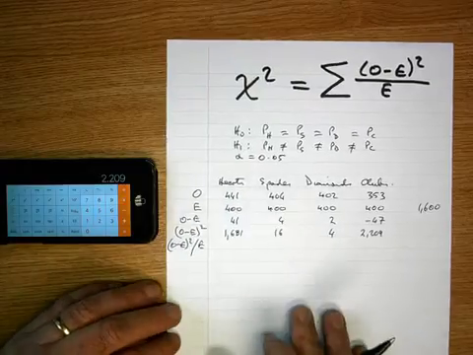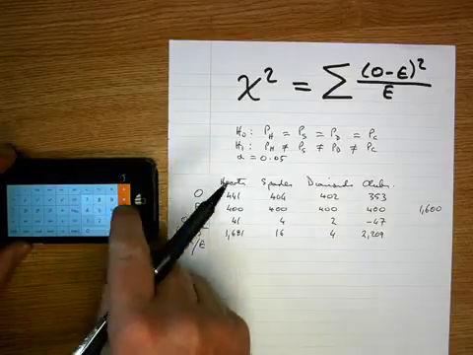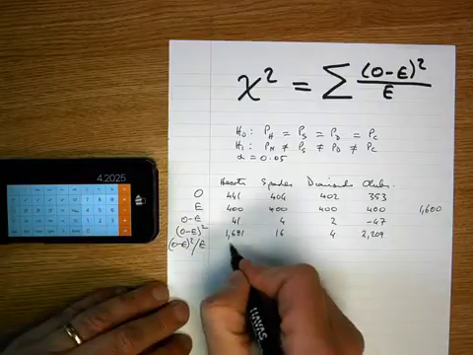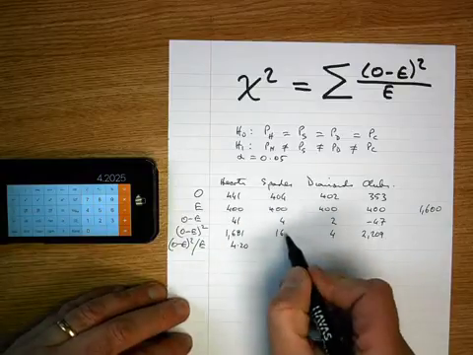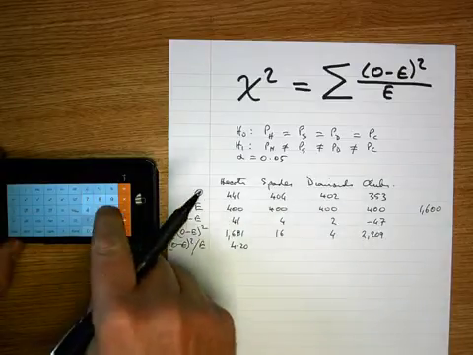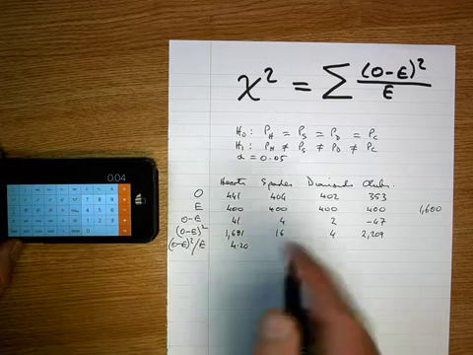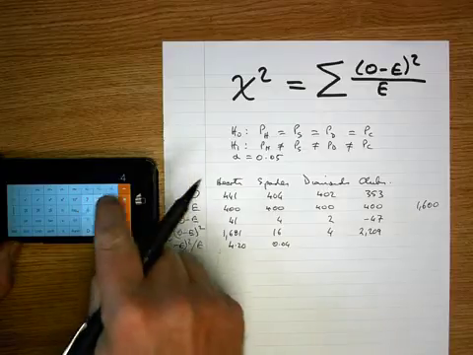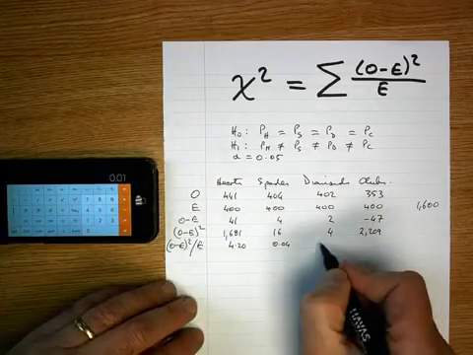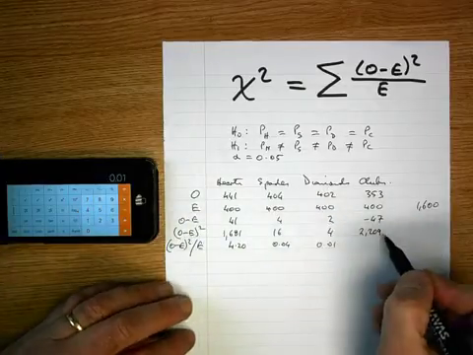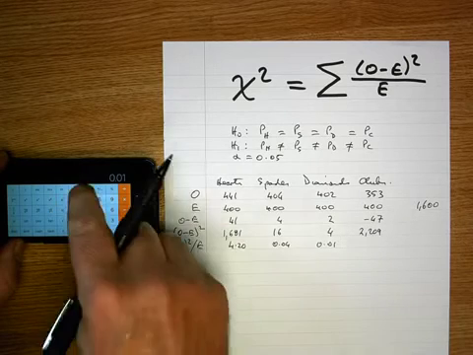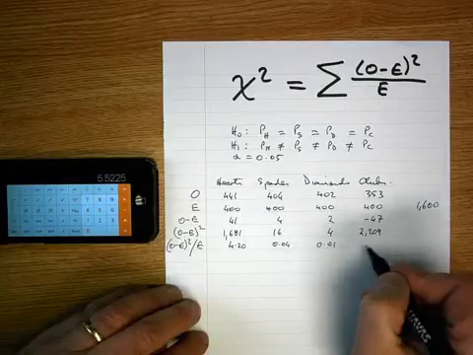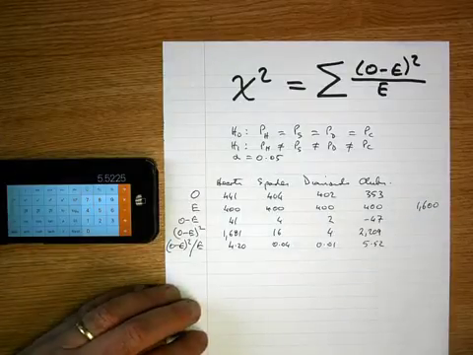So 1,681 divided by 400 is 4.2 rounded. Next is 16 divided by 400. That's equal to 0.04. 4 divided by 400 is equal to 0.01. And the final calculation for clubs is 2,209 divided by 400, which is equal to 5.52 rounded.